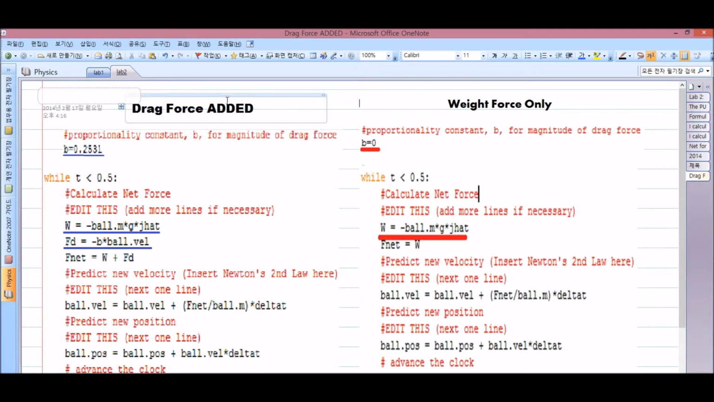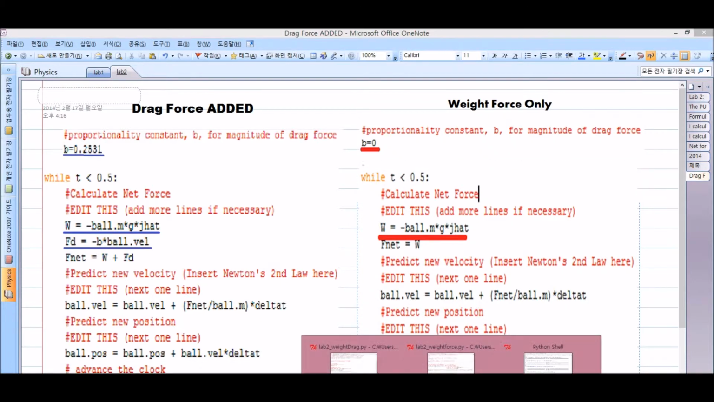And the difference between the drag force added and the weight force only was the b, which is used in the force of the drag, and the net force used in the while loop. In the weight force only, the ball's mass times the gravity times j hat, which indicates the direction, was used. But in drag force added, we add the weight force and the drag force together to form the net force.